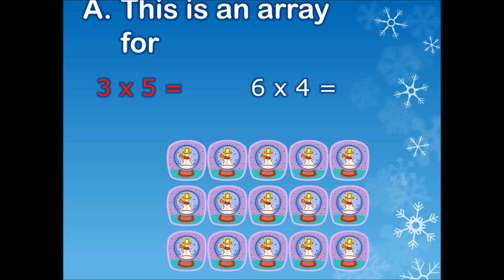If I'm doing 3 times 5, I can count by 5. Let's do that 3 times for our 3 rows. 5, 10, 15. My answer is 15.